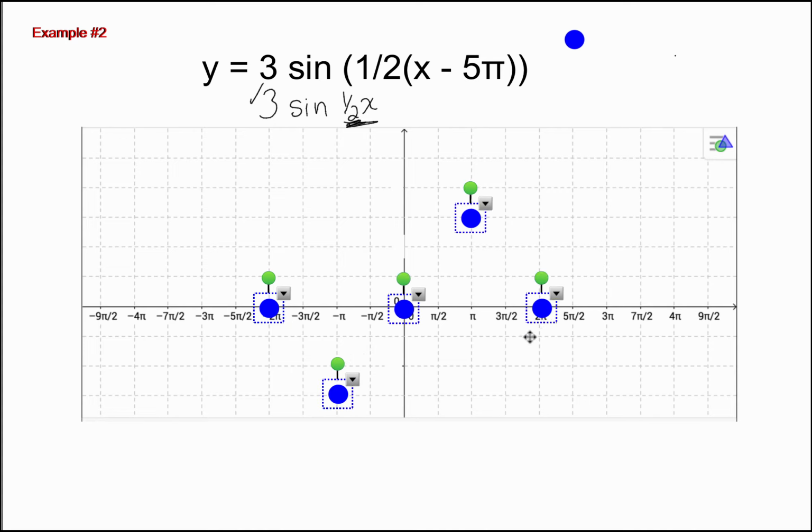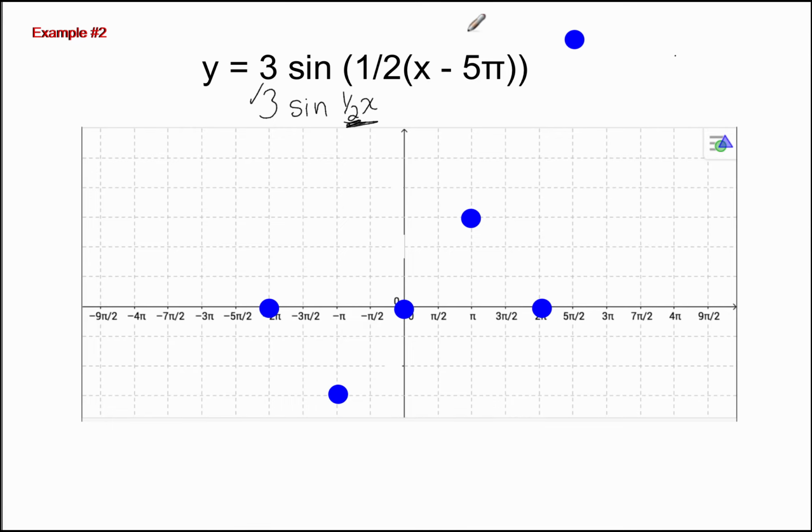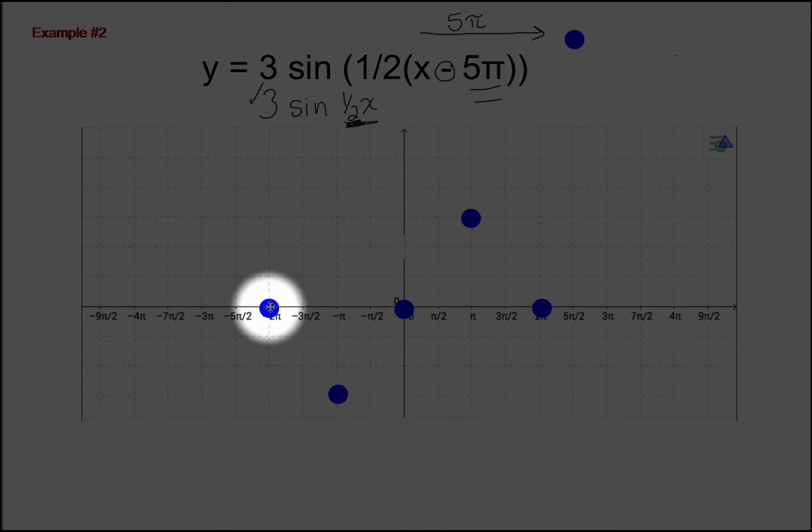Now I can group them, and all you would do is just move them. Now I have to move them a phase shift of 5 pi. And remember, it's horizontal. So I'm moving to the right 5 pi. So I'm going to start with this guy back here and move him 5 pi's.